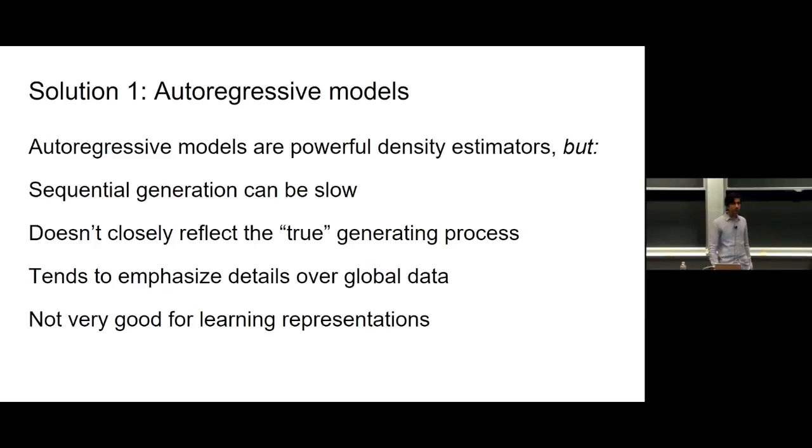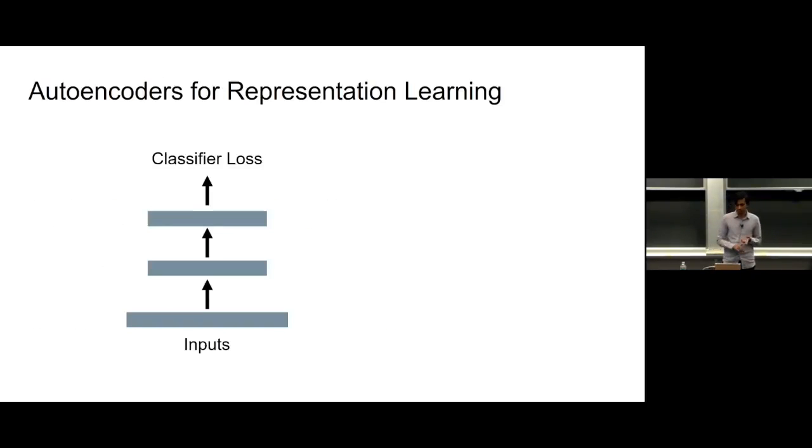And then the final thing is we've talked about the importance of representation learning and generative models' applicability to that problem. But autoregressive models don't really have a very good internal representation that you can pull out. If you take the hidden layer activations of one of these models, they don't really have any clear interpretability.